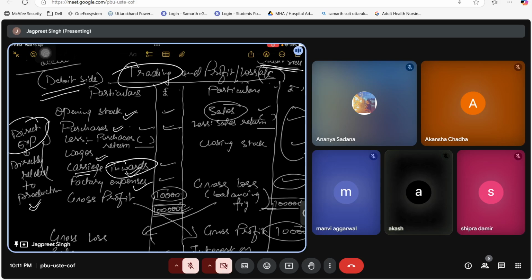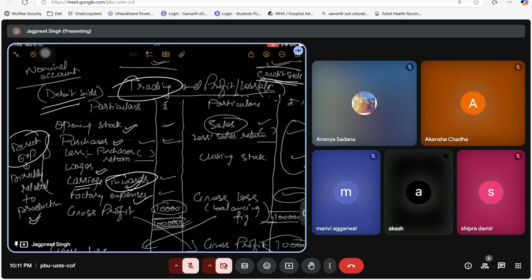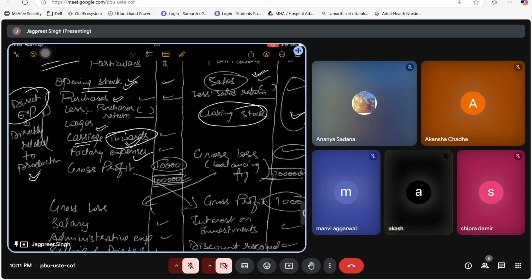And in the credit side, we will record all the incomes and gains according to the rule. So our main income source is the sales revenue, sales, which is called revenue in accounting. And at last, we will record closing stock. Closing stock means the stock which is left at the end of the year. And opening stock is the stock which was left in the previous year, the closing balance of the previous year, and that is considered as the opening stock of this current year. So this completes our trading account.